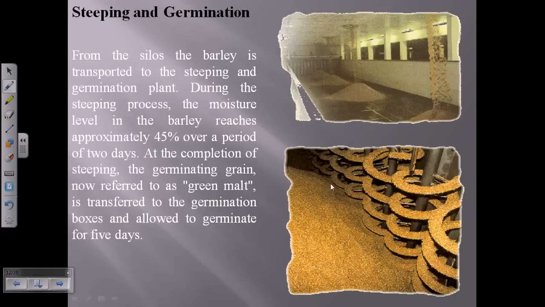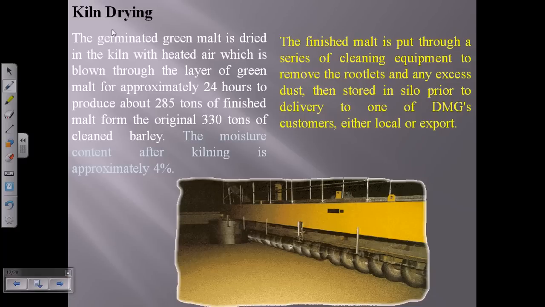So here we can see the steeping and germination stages differently. Now this is the step for steeping, where we dip them in the water. So after dipping them in water, approximately the percentage of moisture is 45 to 48%, then we put them onto the ground like that, and here we can see the germination is going on. After the germination, we produce the green malt. Once we produce the green malt, we need to allow them to dry for some days, and that is called the kiln drying.